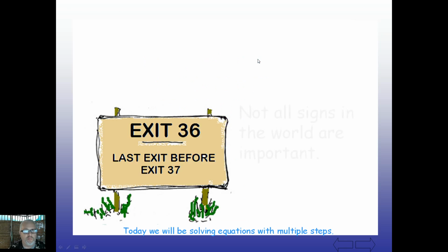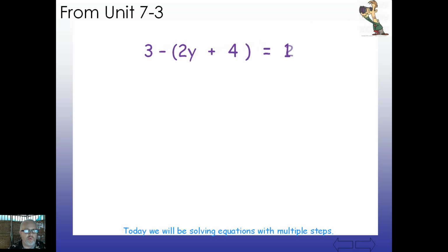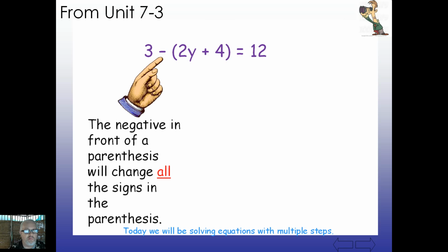Good. All right, so now make sure that we watch for all of our signs. And in Unit 7-3, we saw a reinforcement of our love note rule. Our love note rule here, this negative sign negates everything inside the parentheses here. So this positive 2y becomes negative 2y. The positive 4 becomes negative 4. And then we get to work. Okay? So watch that negative sign.